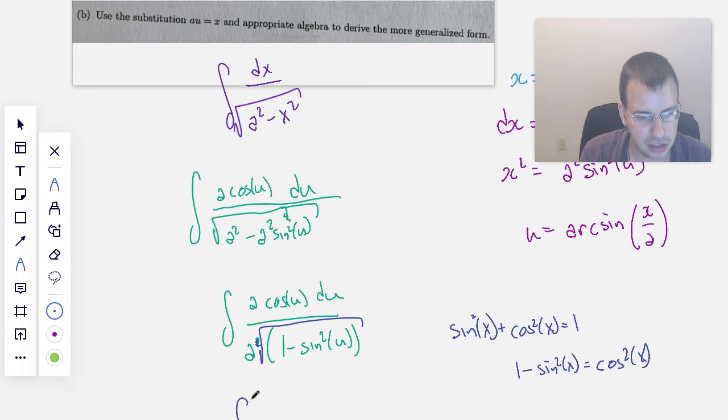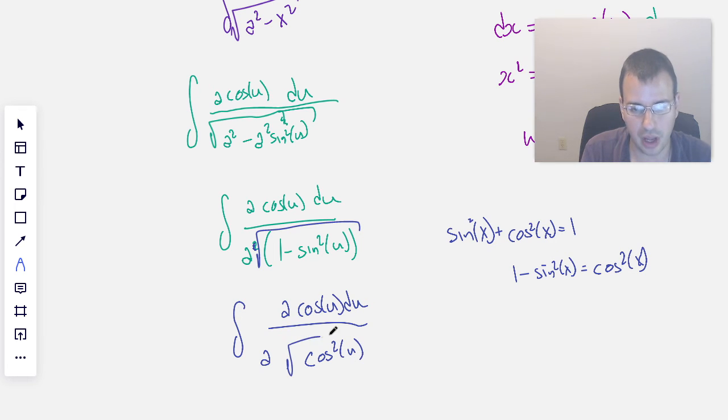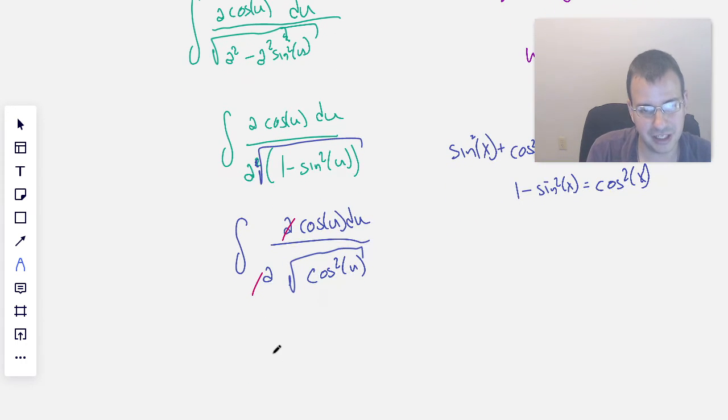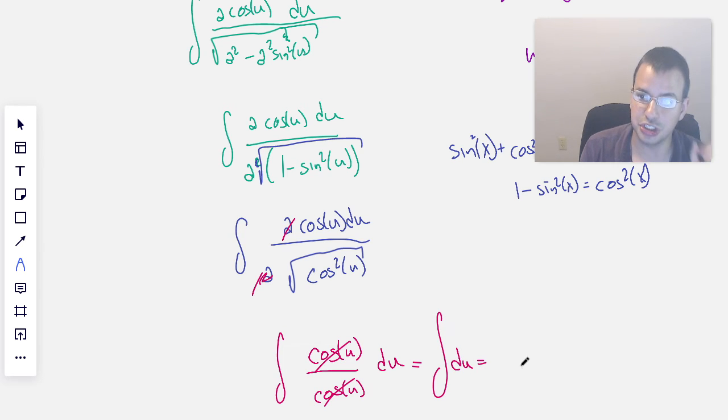So we have a cosine of u du all over, and then there's going to be an a down here. 1 minus sine squared of u is going to be cosine squared of u, but that's still under the radical. Hopefully I didn't lose you yet. The a's cancel. This cosine squared of u square rooted is then just going to be cosine of u. There we go. Integral cosine of u over cosine of u du. Cancel, cancel. This is integral du, which is just going to be u. The integral of 1 is just whatever your variable is, in this case, u. And it'll be u plus c.